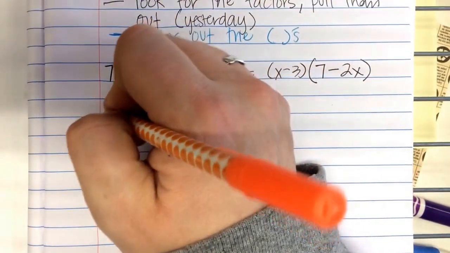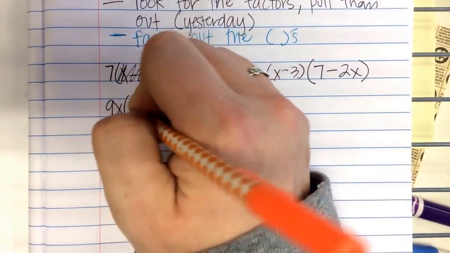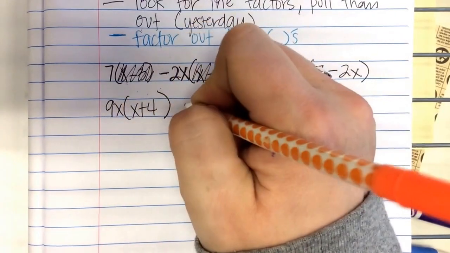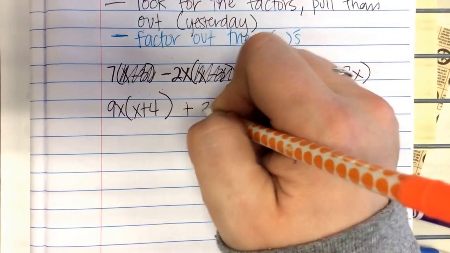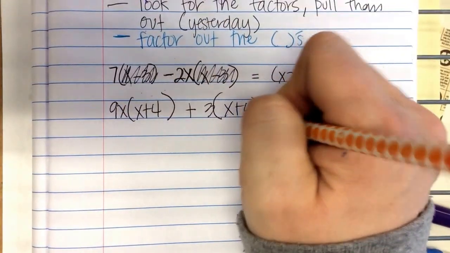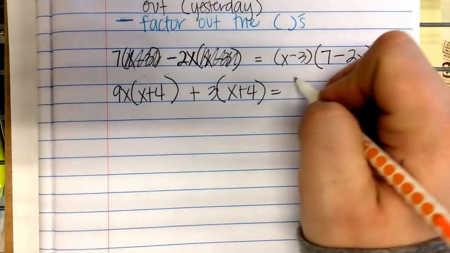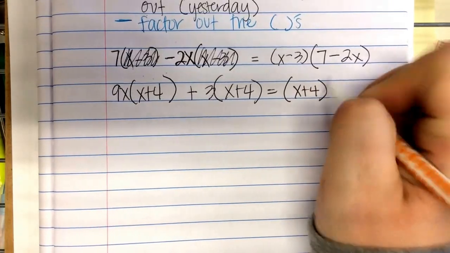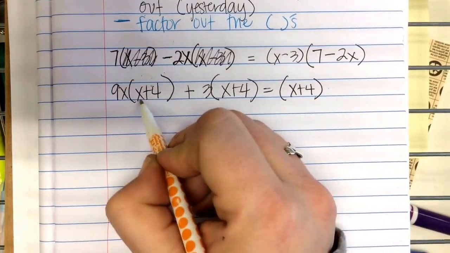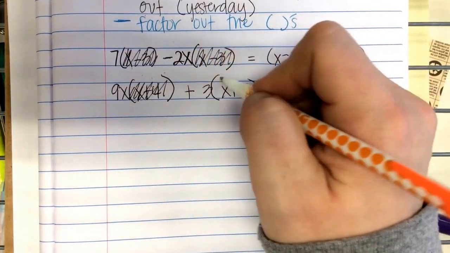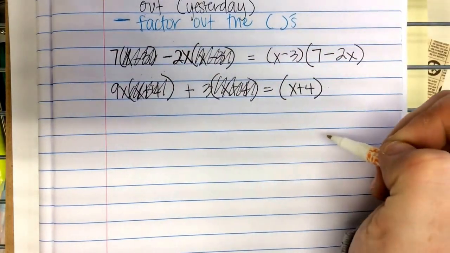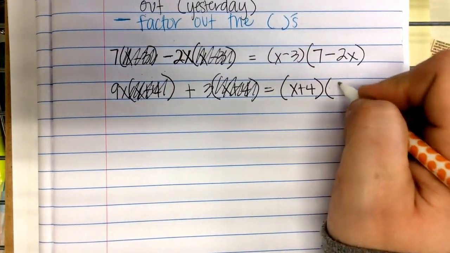Let's try another one. Basic. 9x(x plus 4) plus 3(x plus 4). What do they share? x plus 4. So we factor out what's in the parentheses they share. What's left over? 9x and 3.